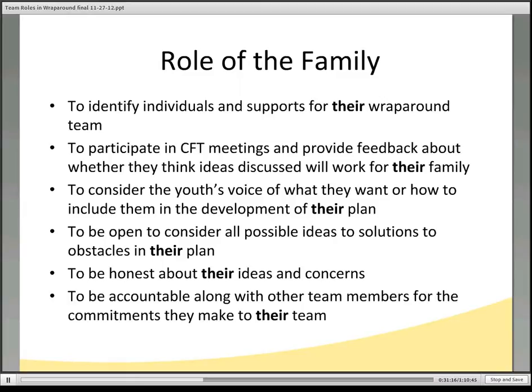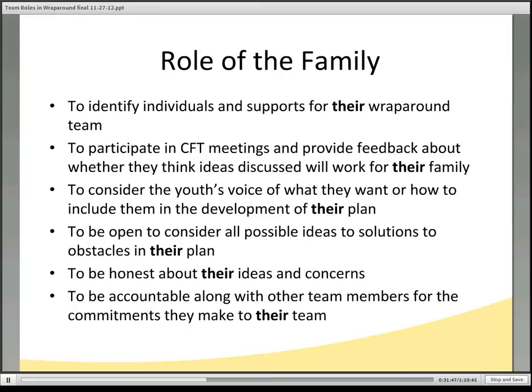So we really want you to think about, when you talk to families and you explain wraparound and you talk about what their role would be within the team, it's really for them to identify those individuals and supports that they want on their wraparound team. Those are the people that they call in the middle of the night if they have a storm that blows off their roof, or if you're in a car accident or something happens to someone in your family. Those are the people you want to be on the team.